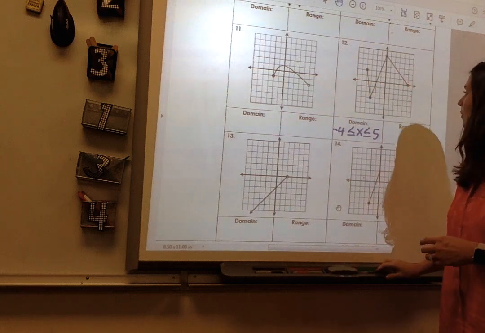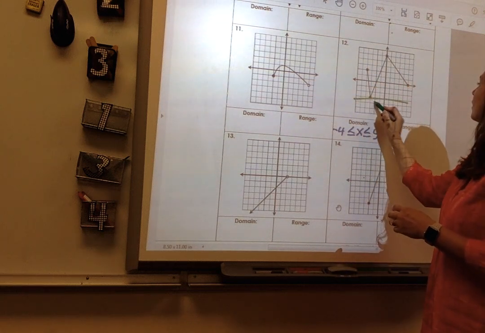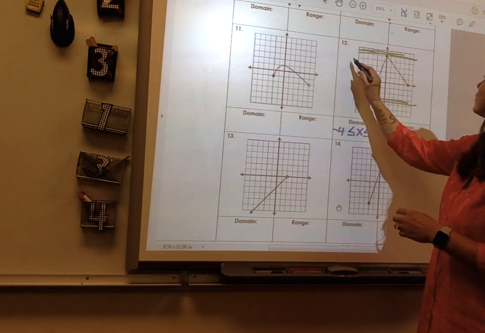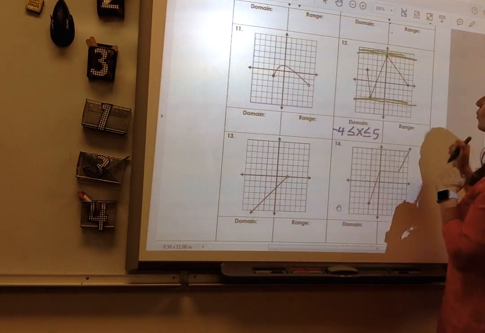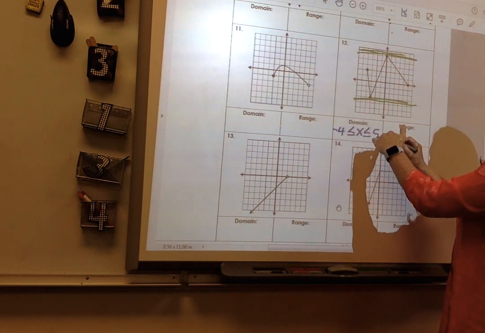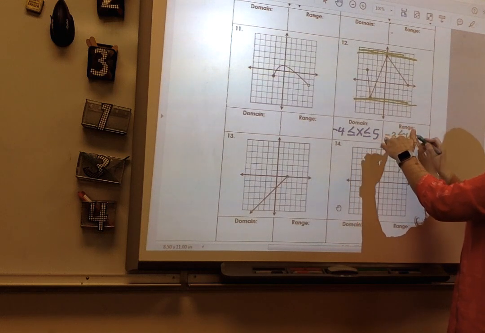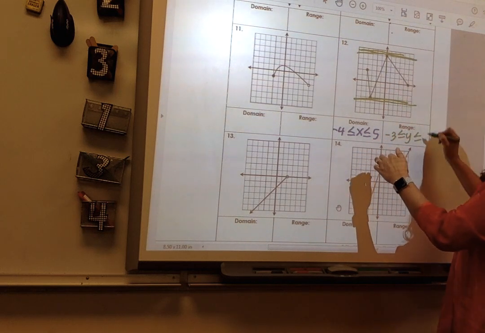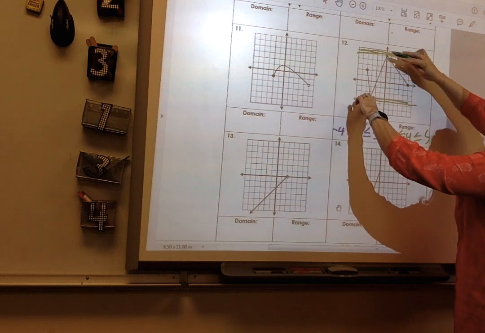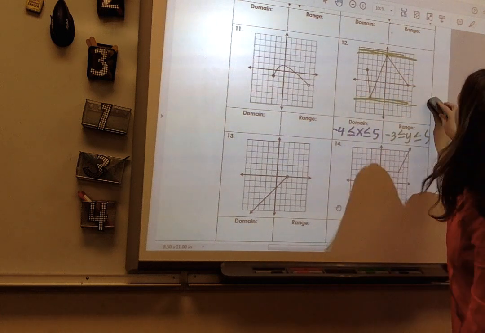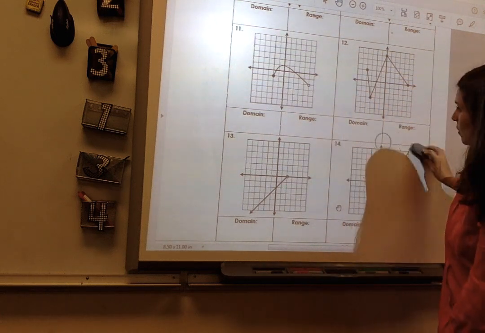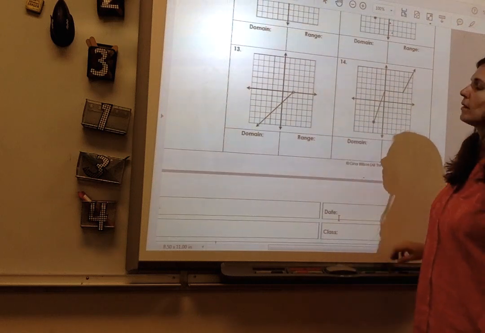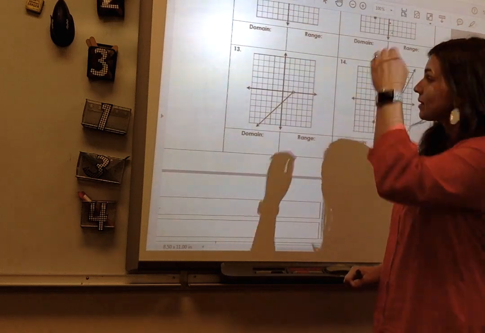All right, let's look at my range. How far down does it go? It goes down here. How far up does it go? It goes to here, both with closed circles. So start from least to greatest. So -3 is less than or equal to y, which is less than or equal to 5. Down here to -3, up here to 5. Let's take a look at number 13 and 14. Last one on these examples.